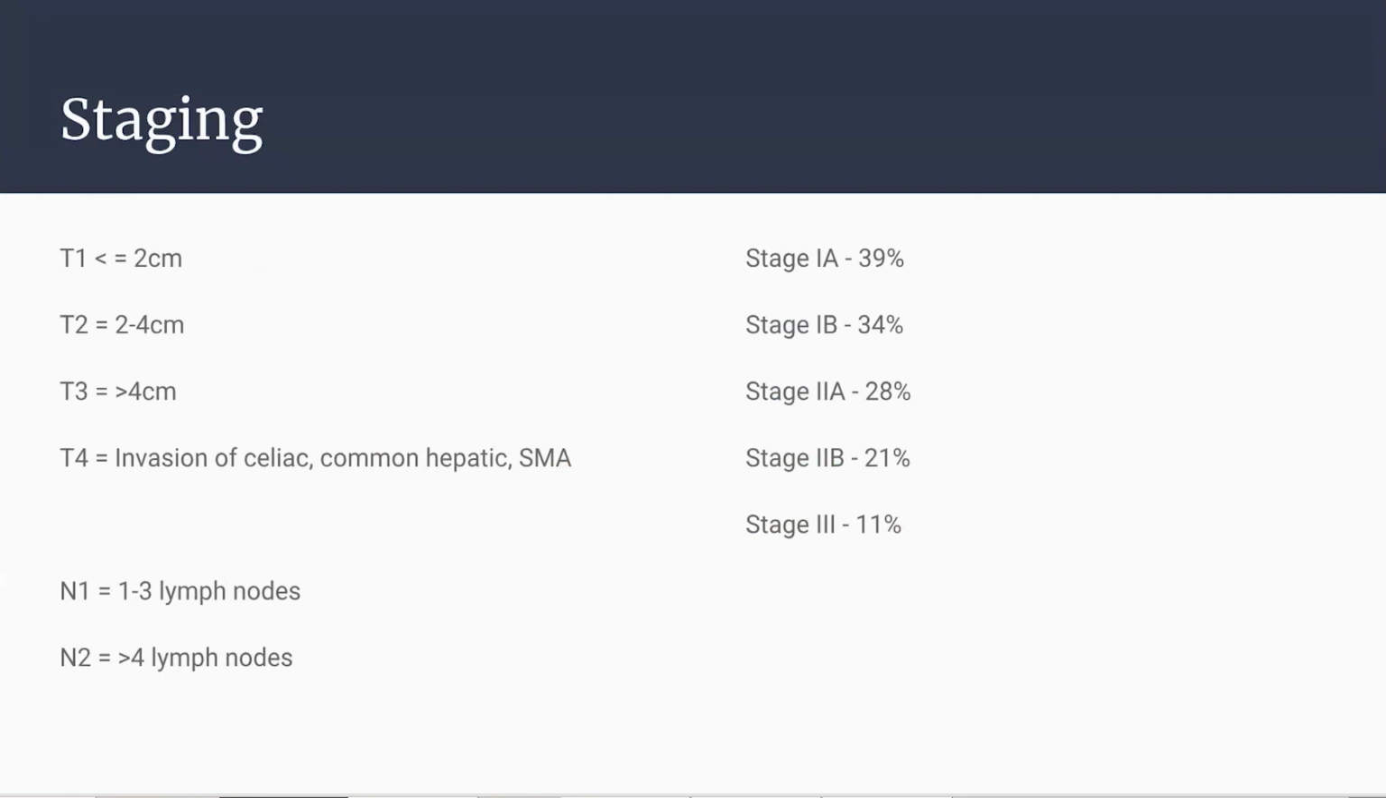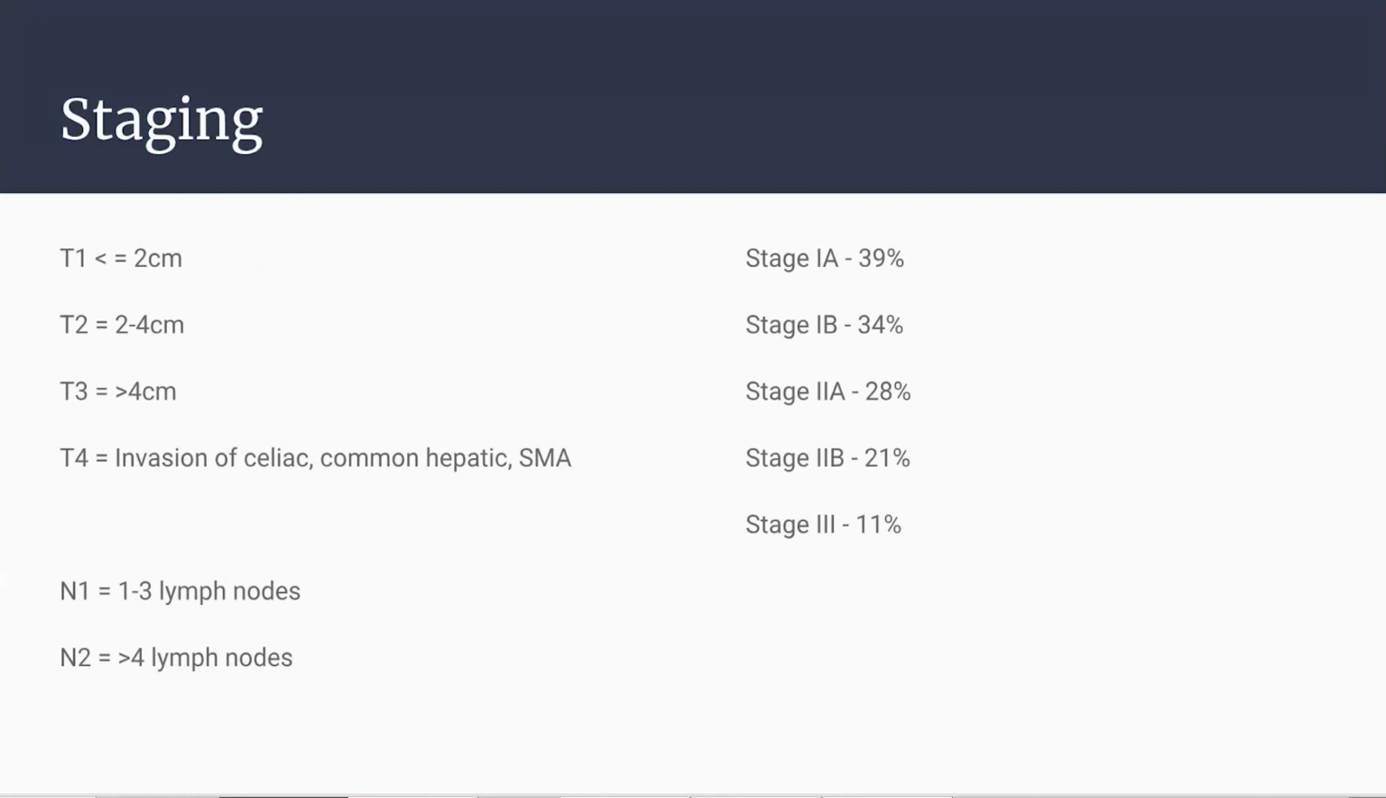Staging for non-metastatic disease can only be done post-operatively to truly identify the size of the tumor as well as the lymph node positivity. T1 tumors are less than 2 centimeters. T2 tumors are between 2 and 4 centimeters. T3 lesions are larger than 4 centimeters. And T4 tumors involve the celiac axis, SMA, or common hepatic artery.